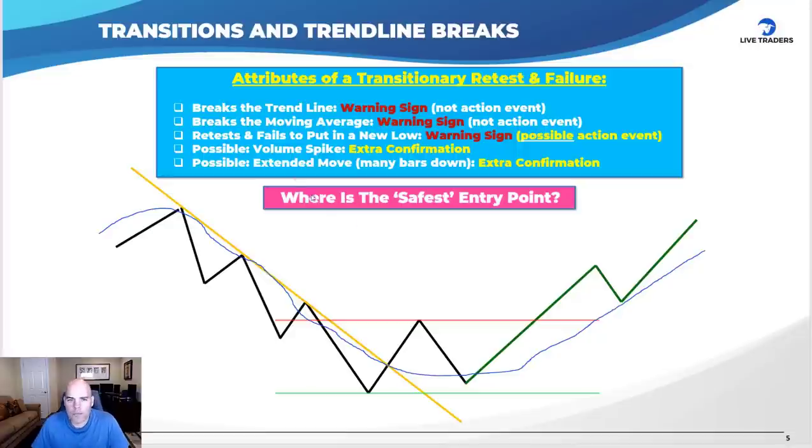Okay. So breaks the trend line, warning sign. So right here, right there. Breaks the trend line. There's your warning sign. But note, not an action event. So we break the trend line, and this is not an action event. Simply a warning sign. It's saying, hey, look, something's changing. Something's different. But I'm not going to put my hard-earned money on the line.